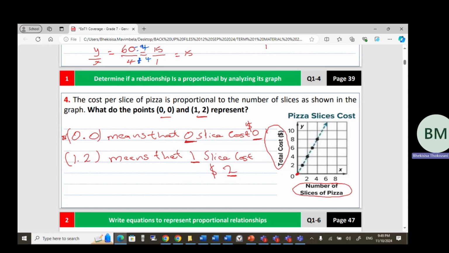All right, how did I get this answer? I can see from the graph as well. You see, for every 1, this is my 1, it cost 2. So it's like this here. Okay, I hope that makes sense. And let's move on to the next one.